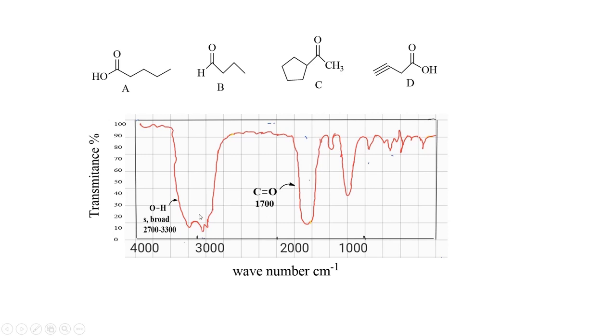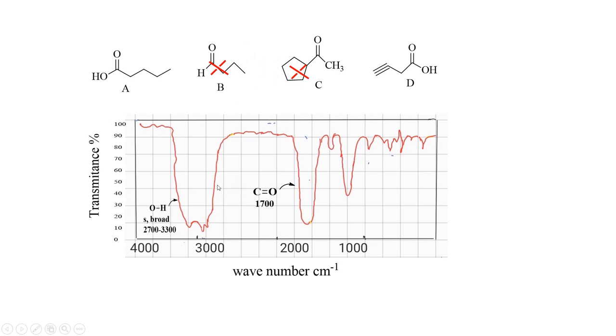And combining these two, the C double bond O group and the OH group, we can say the molecule will have a carboxylic acid group, C double bond O, single bond OH, that is, a carboxylic functional group may be present. And hence we can rule out the possibility for these two molecules. These are aldehyde and ketone. B is aldehyde and C is ketone. And so we reject these two possibilities.